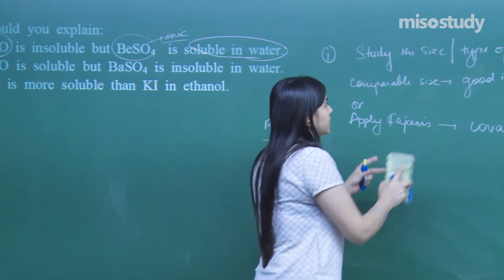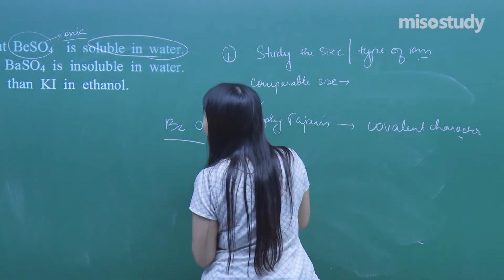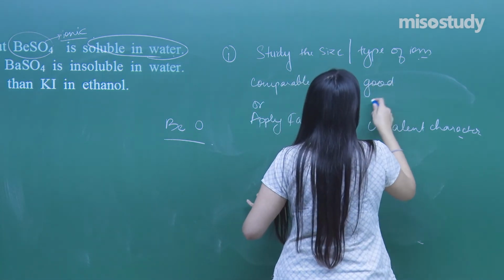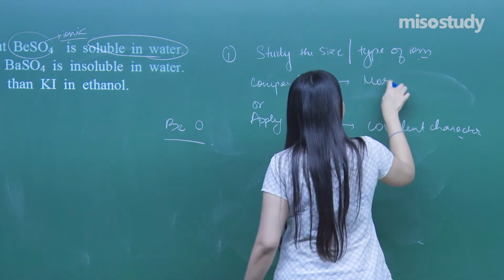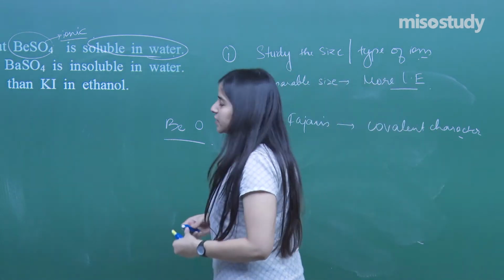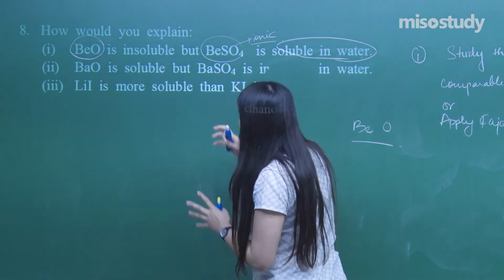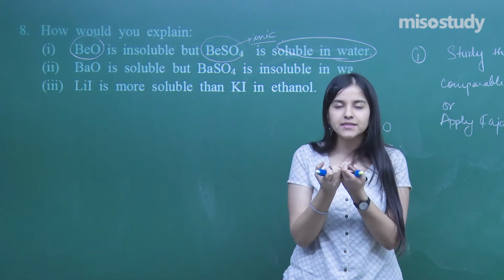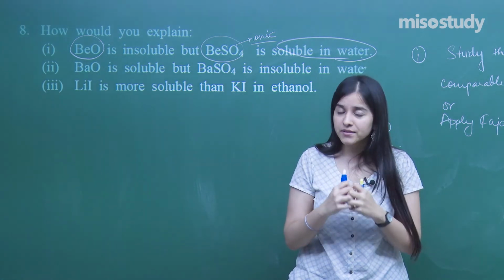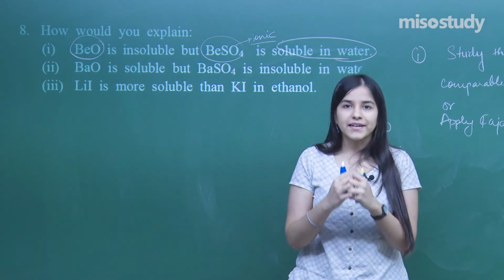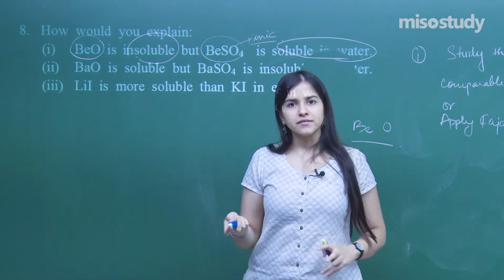Just correct it over here: whenever they have got comparable sizes, that means more lattice energy. See here. BeO, comparable sizes, beryllium small, oxygen small. They can bond in a very good manner. So what will happen? There will be high strength and more lattice energy, right? And due to this, there will be insolubility.